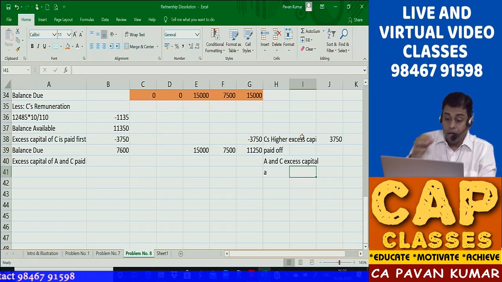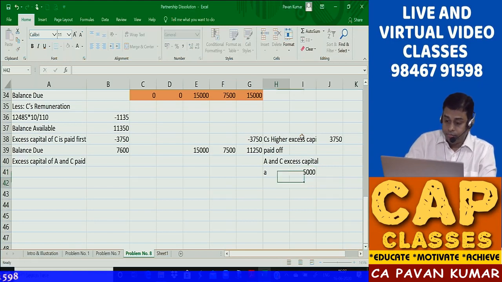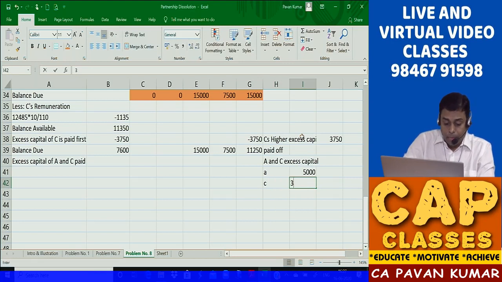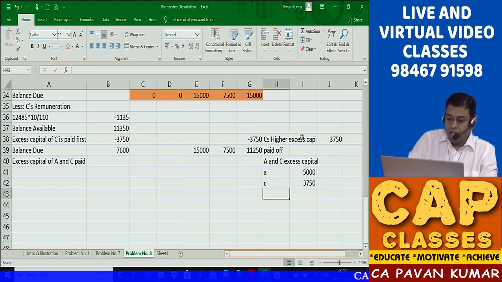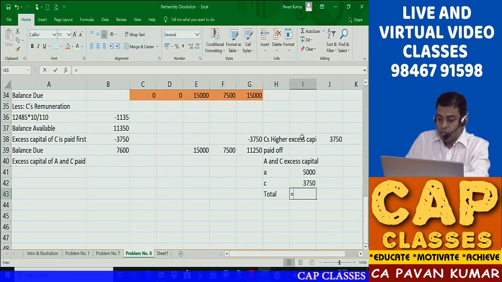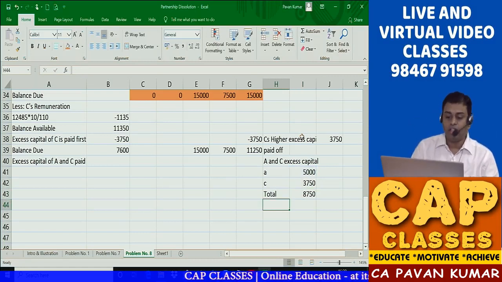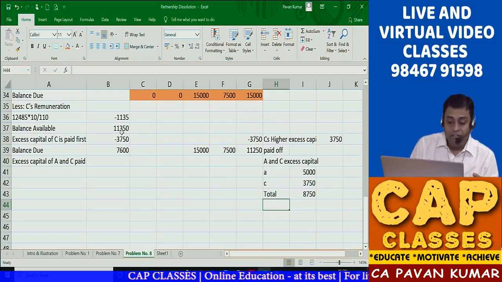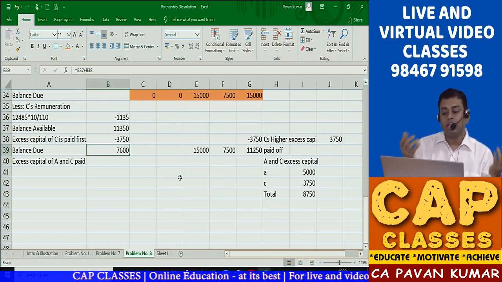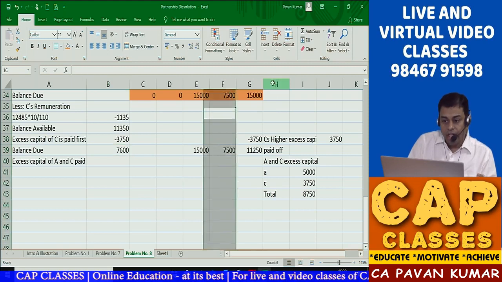Then A and C excess capital. A 5,000, C 3,750. So total how much do I want? Add these, total I want 8,750. Do I have 8,750? No. How much do I have? Only 7,600. Okay, no problem, pay that only, never mind.